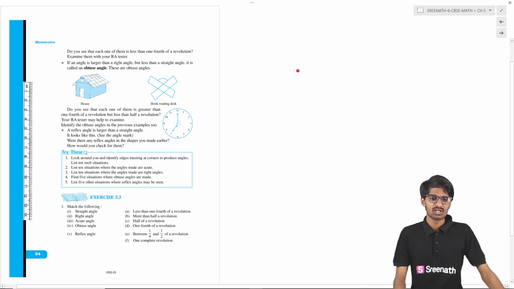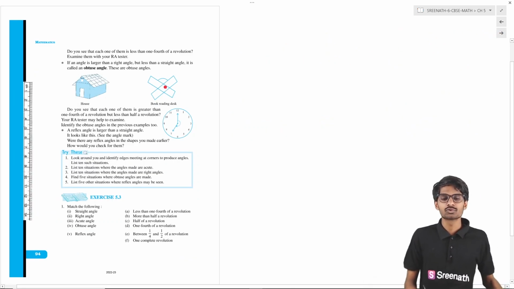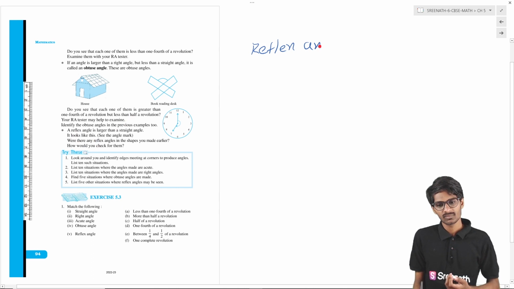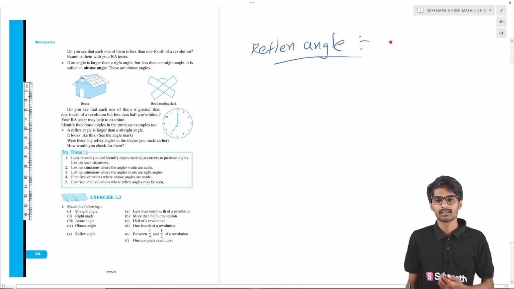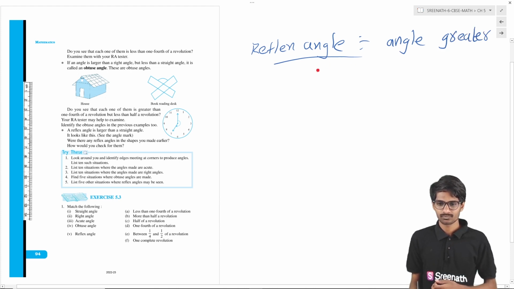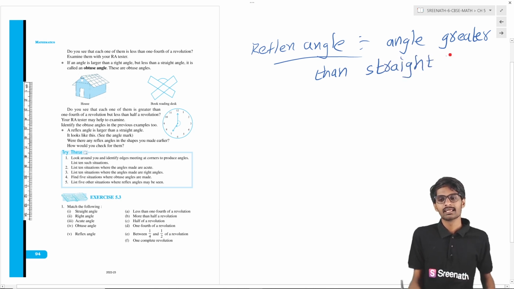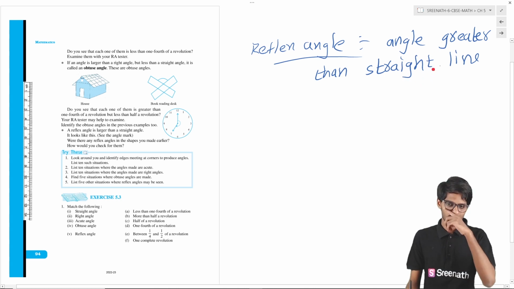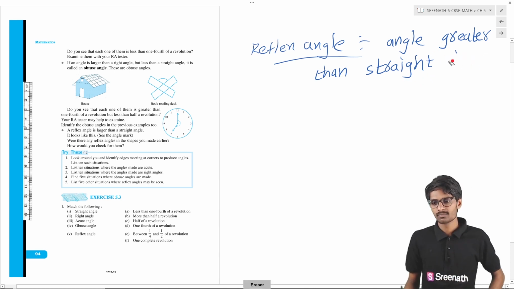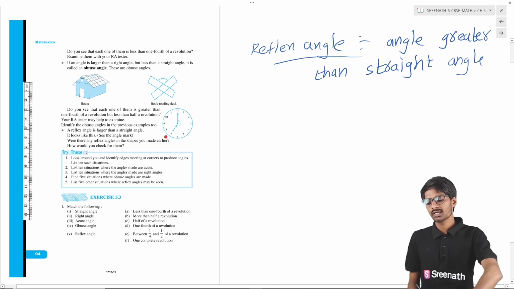Okay. So a book reading desk has an obtuse angle. Okay students, so this is about the obtuse angle. And what about a reflex angle? A reflex angle is an angle greater than the straight angle. Until now we have used the right angle. Suppose it is greater than the straight angle, not the line, we call it the reflex angle, students. Okay, suppose what is the straight angle for it?